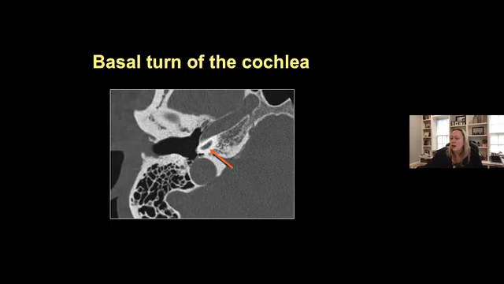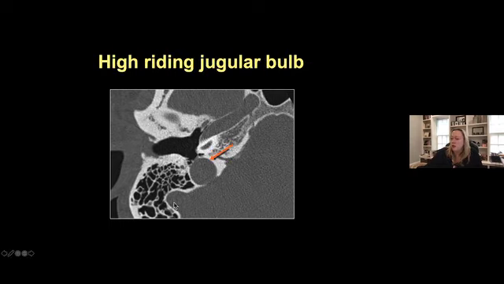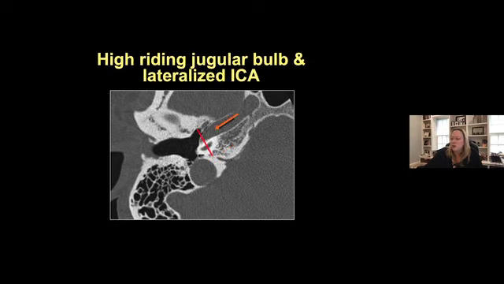And so again, trying to determine if you're dealing with a high riding jugular bulb or an aberrant carotid, always go to the basal turn of the cochlea, which is the lowermost portion of the cochlea. Here we actually still see the jugular bulb. You shouldn't at this level. And so that's a high riding jugular bulb. But also this same patient actually has a lateralized ICA, because you can see the carotid is a little lateral to that line. So this patient has both vascular anomalies and certainly at least two different potential etiologies for pulsatile tinnitus, as well as some thinning of the overlying bone there.